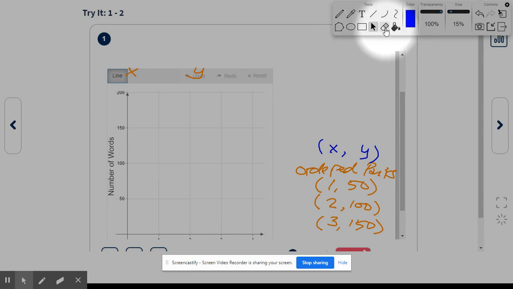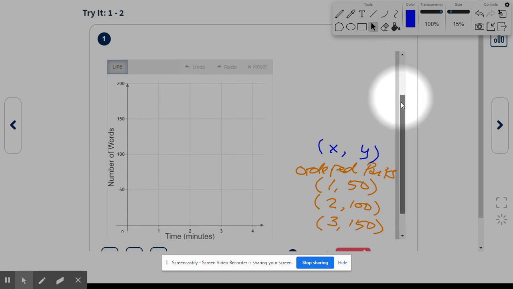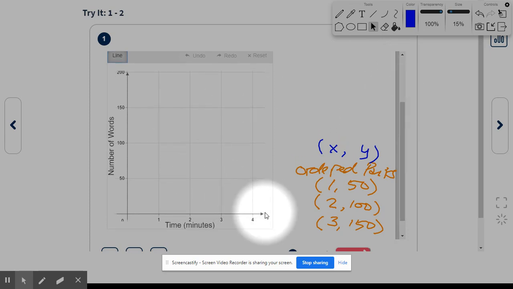Let me erase this part right here. So you have this line, and the graph is already there. So all you need to do is just plot the points. Should be fairly easy for you. Your homework should be similar, okay? Now, your x-axis is the time, and your y-axis would be your number of words.